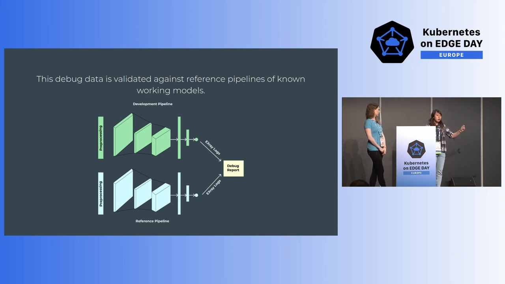And so what you do here is you collect logs from that baseline model. And then you have the one that you've deployed to your edge device, you collect the logs from that one, and essentially you combine them together to figure out what the differences are. And that's what we call a debug report. So you compare the differences and you try to figure out where exactly in my model things are going wrong.